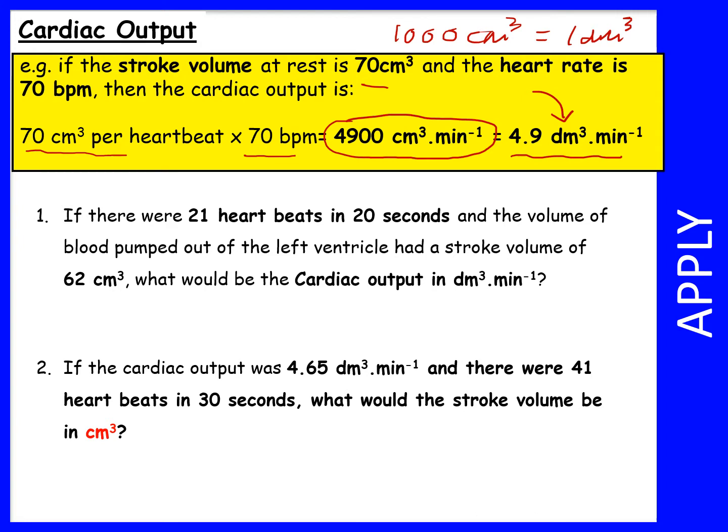Now question 1 says 21 heartbeats in 20 seconds. So we can actually work out the heartbeats per minute. So we times by 3. And that will give us heartbeats per minute. The volume of blood pumped out the left ventricle during ventricular systole had a stroke volume of 62 centimetre cubed. So we're given centimetre cubed as our units. Now please be aware, whenever you do an equation, you should have the same units within the equation, and then you can convert the units at the end. So this is asking for the cardiac output in decimetre cubed per minute. So we can actually work it out in centimetre cubed and then convert that to decimetre cubed.